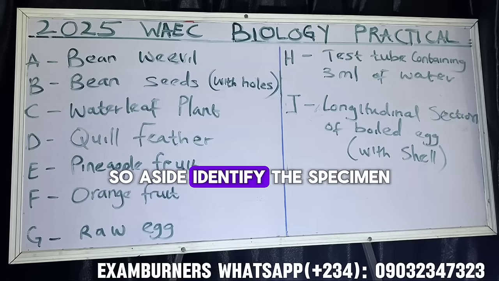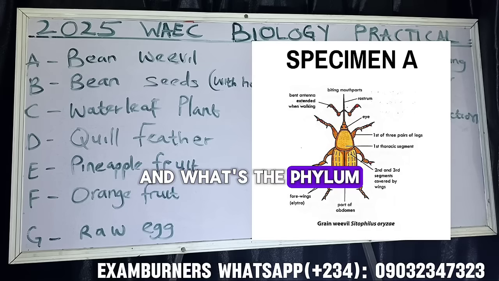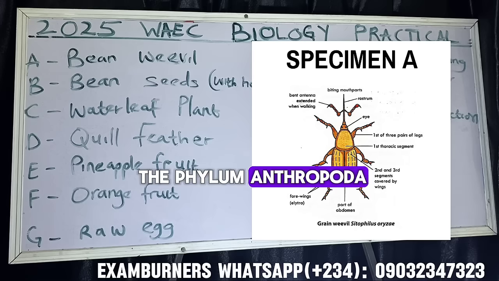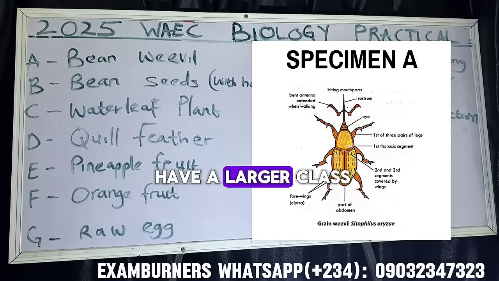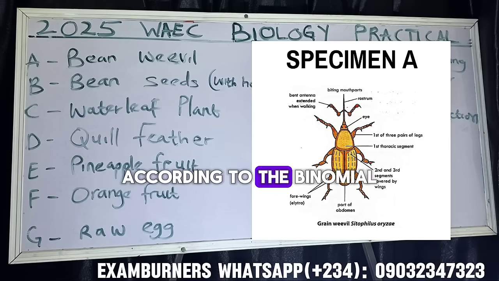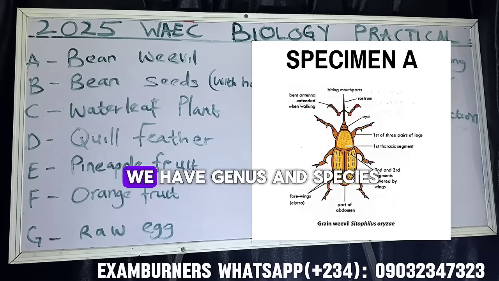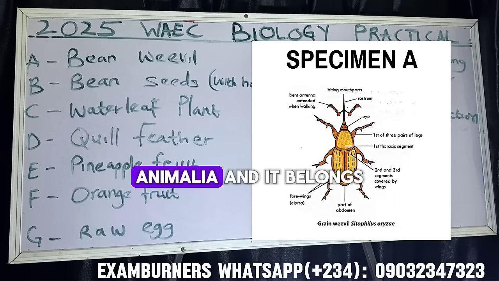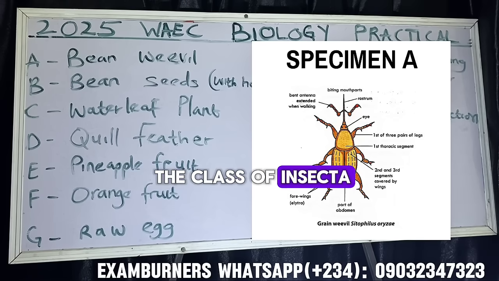Aside from identifying the specimen, they can ask you to state the phylum and class of specimen A. What's the phylum of bean weevil? Bean weevil is an insect, and it belongs to the phylum Arthropoda. This phylum is the largest phylum in the animal kingdom. According to the binomial classification, we have kingdom, phylum, class, order, family, genus and species. So this insect belongs to the kingdom Animalia, the phylum Arthropoda, the largest phylum, and the class Insecta.